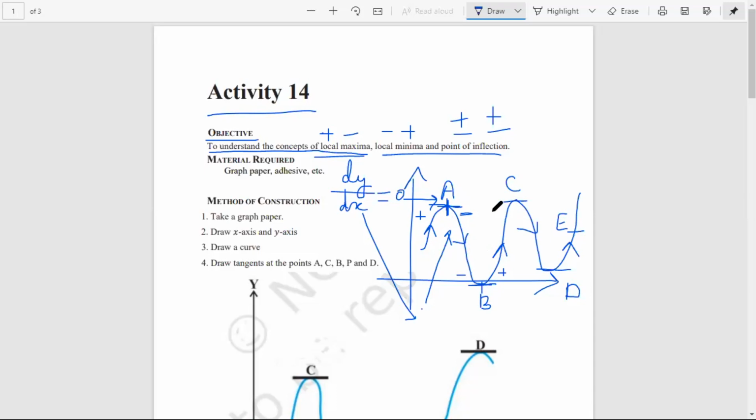Positive. Negative. Very good. At the very immediate right side of C, what is the sign? Positive. Here it is positive actually, and here it is negative, right? Okay, fine, now it is correct. Now tell me, what about point E? The very left side of point E, the immediate left side of point E. Positive. Very good. Yes, it's positive. Increasing on both sides, right? Very good.